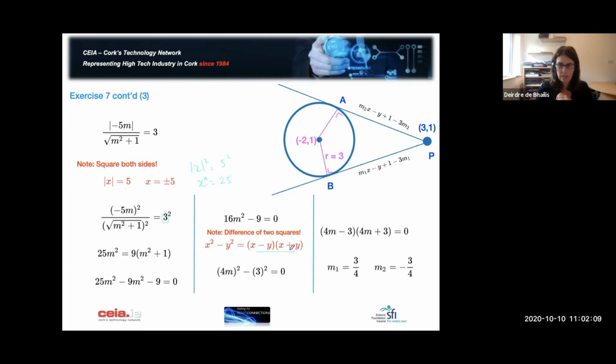So that gives us two options for m. So m1 is equal to 3 over 4, and m2 is equal to minus 3 over 4. And now we can see how that's going to allow us to calculate two equations for the line.